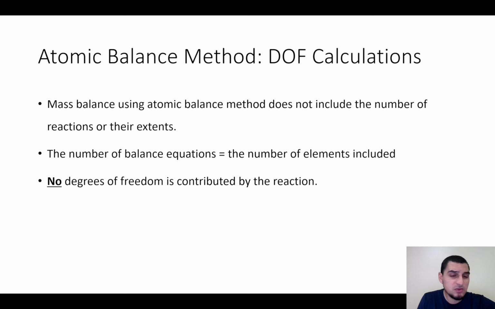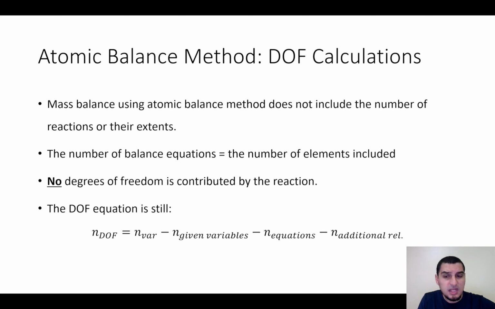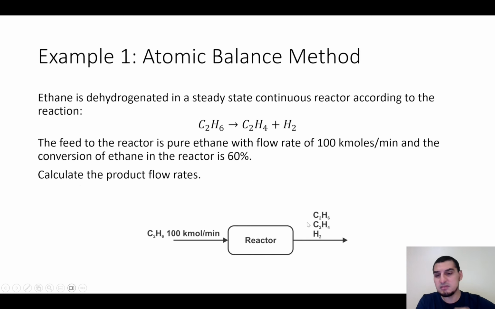For the reaction, we don't put anything to account for the reaction in the degrees of freedom. So we still have the equation, which is the degrees of freedom: number of variables minus number of given variables, and these two are the number of unknowns minus number of equations minus number of additional relations. So this is the part that would be different, which is how many equations we have. So let's see this example here. It will make things clearer.